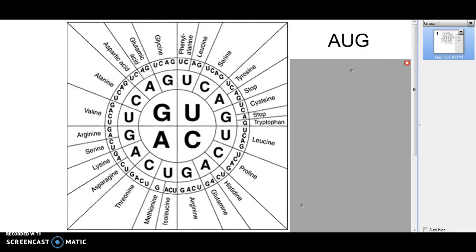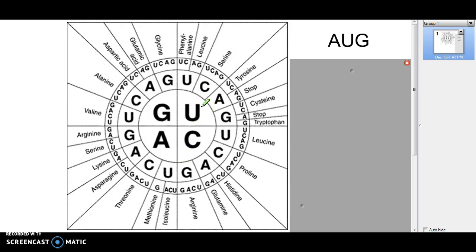What we're going to do to figure out what amino acid we need is look at this group of 3 letters and work our way out from the center. If you notice, in the center there are 4 big letters. Those represent the first letter in every codon.